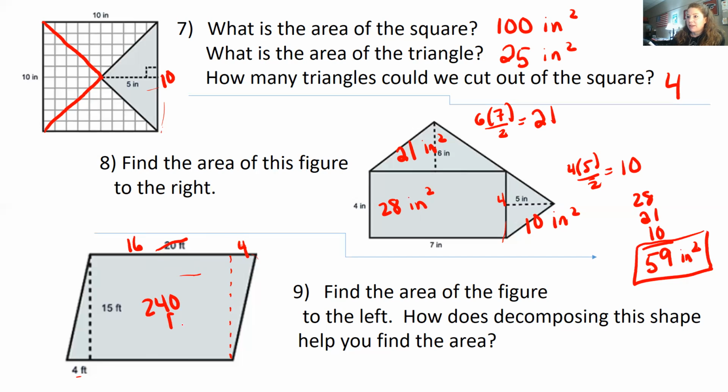All right, feet squared. And then our 2 triangles has a 15 by 4, 15 by 4. So 15 times 4 is 60. So for 1 triangle, I would have that. But since we have 2 triangles, we can keep 60 in our brains. So we're going to do 240 plus 60 for both triangles. And we get 300 feet squared. So find the area. How does decomposing the shape help you find the area? Well, it helps us find the area by using our formulas for triangles and rectangles, right?